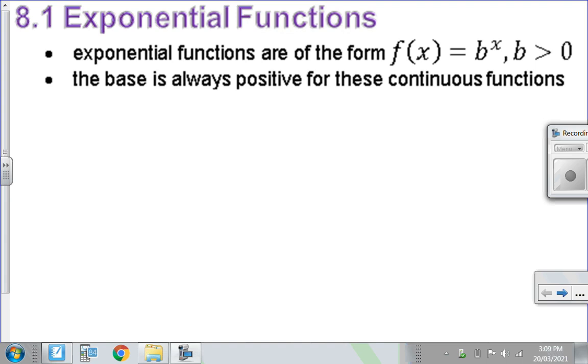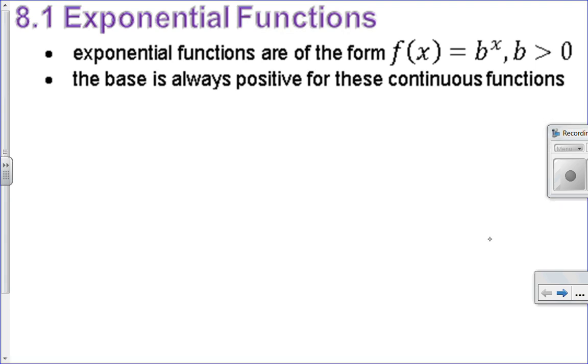So let's talk about what an exponential function is. It's any kind of function where x is the exponent. So for example, f of x equals b to the exponent of x. Now that exponent has to be a variable for it to be an exponential function.